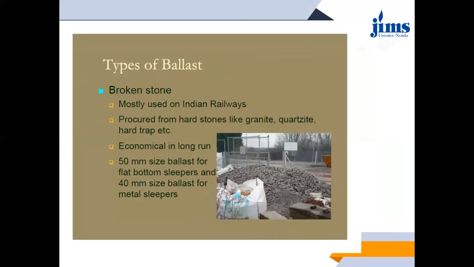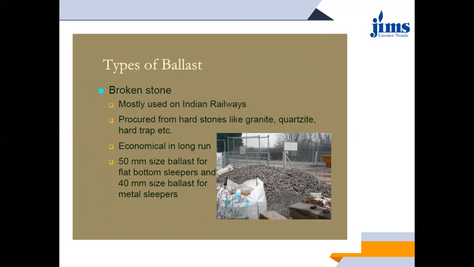The most commonly and most widely used ballast on Indian railways is broken stone. These broken stones are procured from hard stones like granite, quartzite, hard trap, etc. Why are these stones used? Because these stones are perfectly economical in the long run.